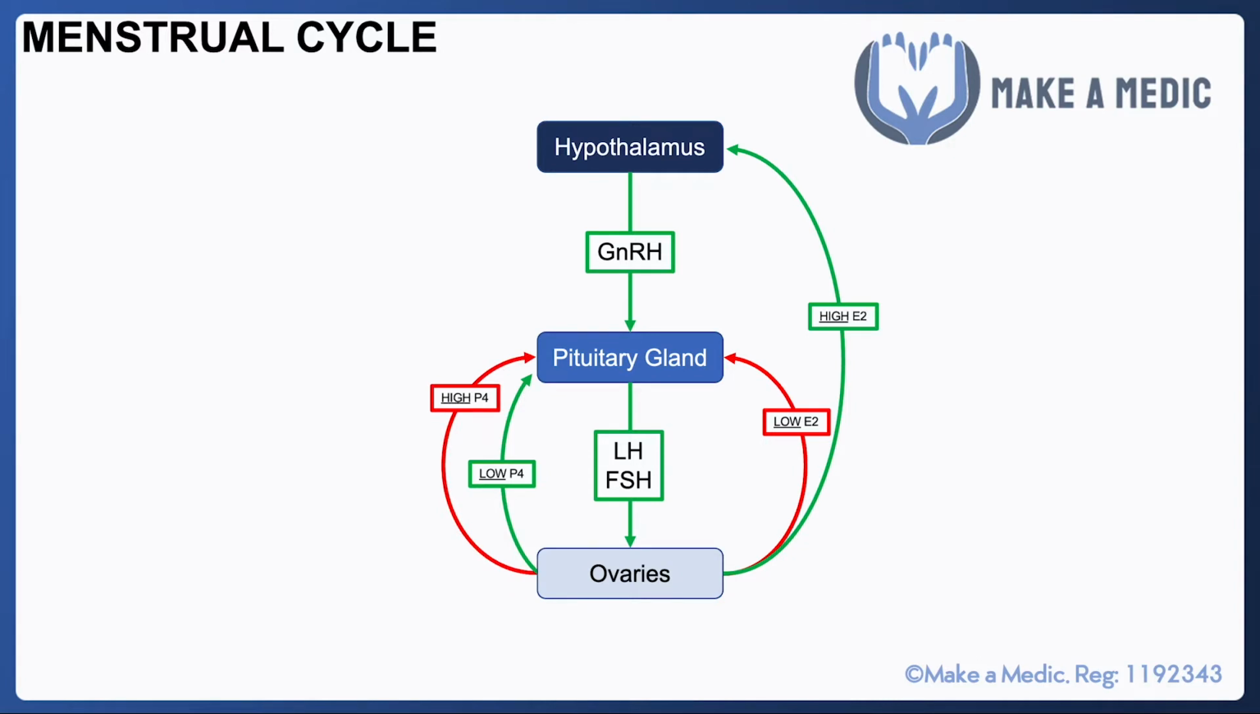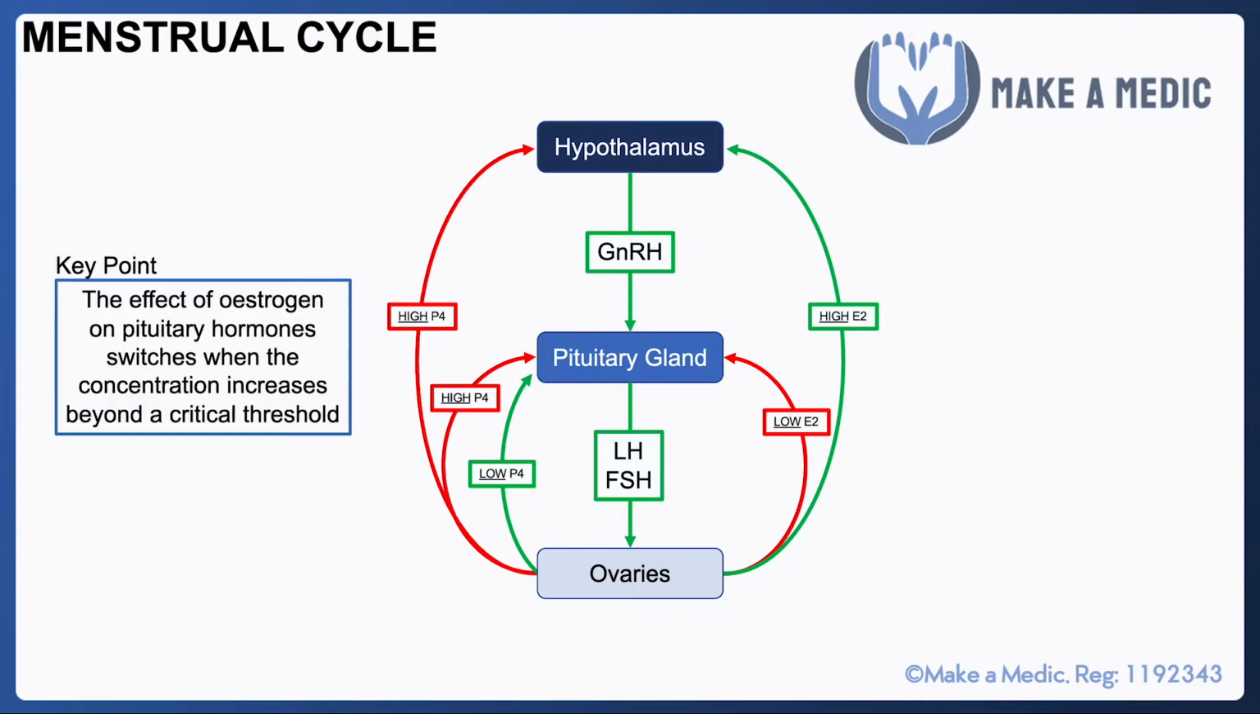So this is the important thing about the menstrual cycle and the hormonal interplays, because it isn't quite as simple as some hormones are positive, some hormones are negative in terms of their feedback. It does actually depend on the relative concentrations of the hormones. High progesterone also has a negative impact on the hypothalamus. So all of that can be a little bit confusing, but the key point to take home is that the effect of estrogen on pituitary hormones will switch once the concentration reaches this critical threshold. So do keep that in mind.